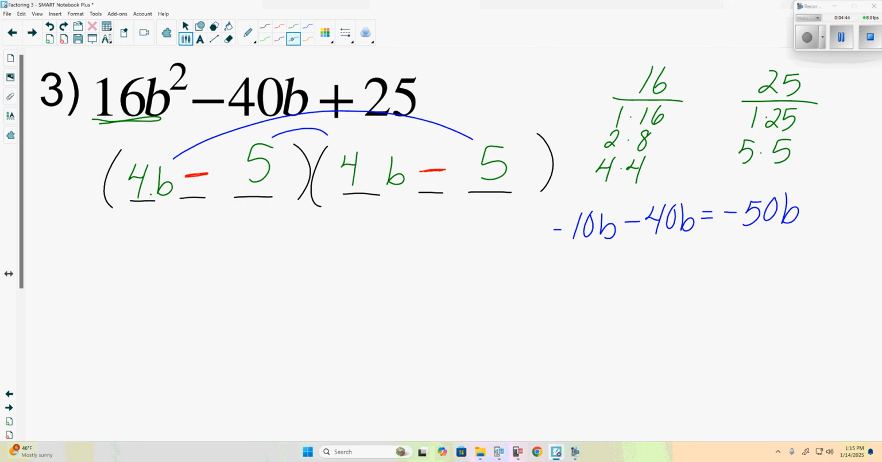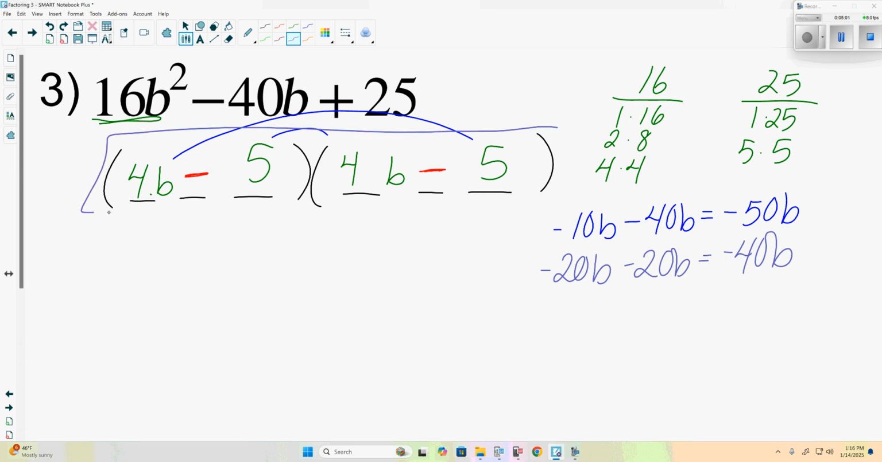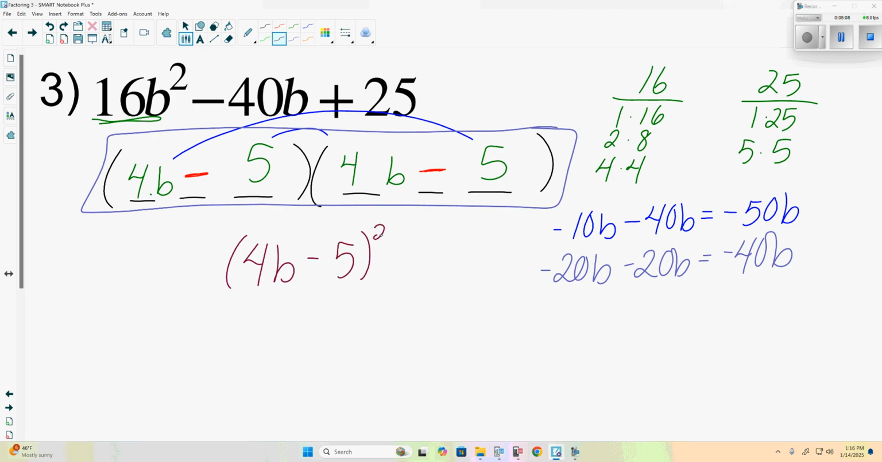Let's try this again. 4b times negative 5 is going to be negative 20b. Negative 5 times 4b is going to be negative 20b, giving us negative 40b. So 4b minus 5 times 4b minus 5, or we can rewrite it as 4b minus 5 squared.